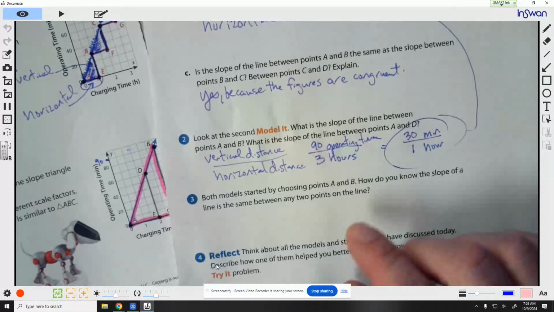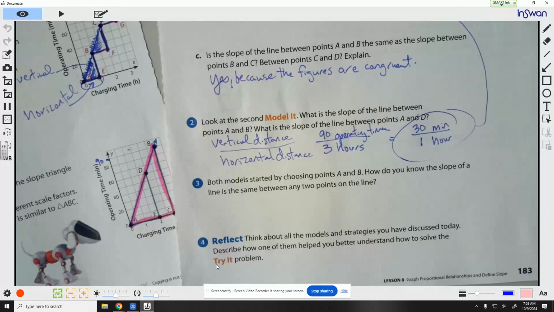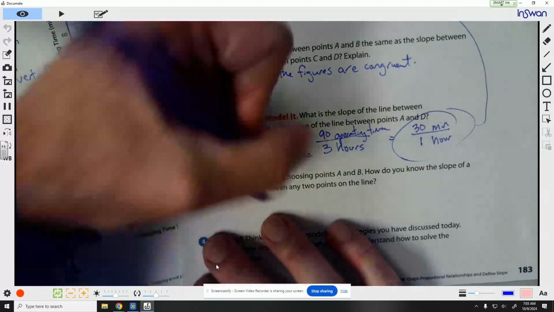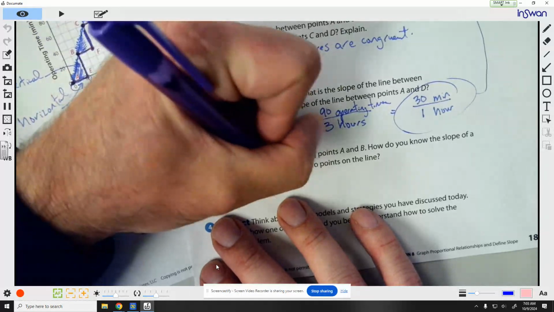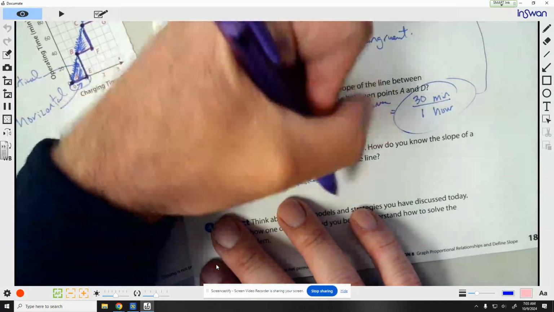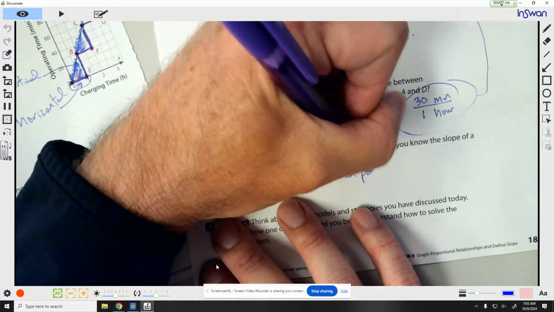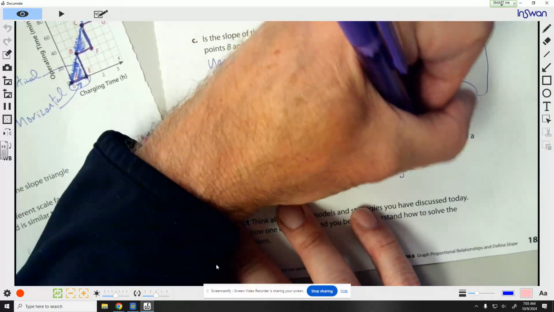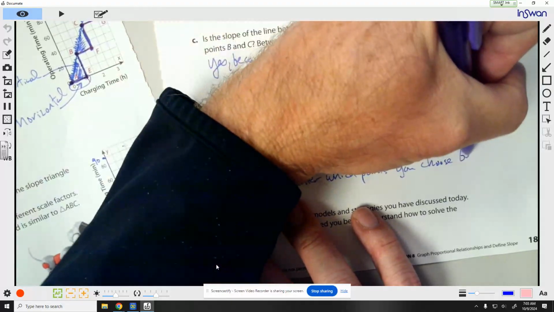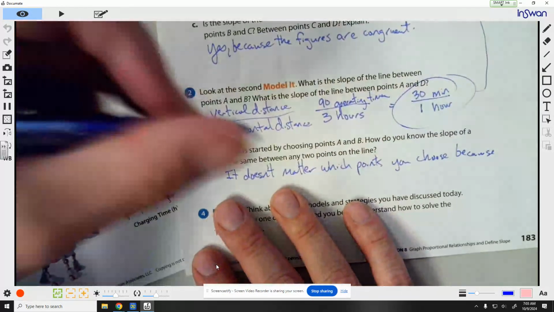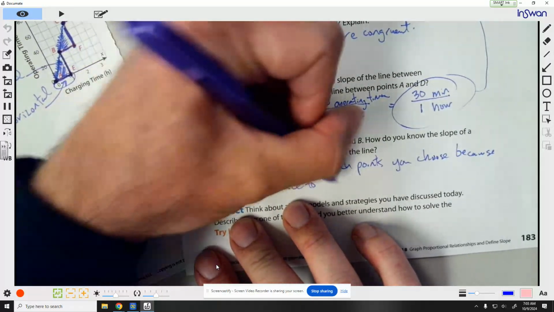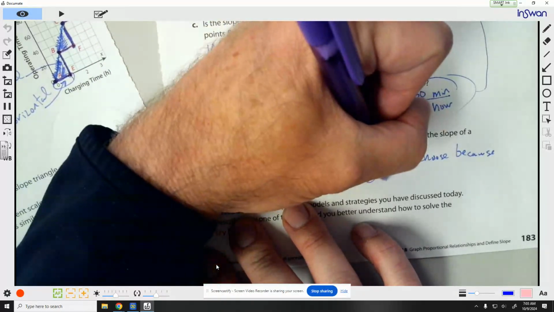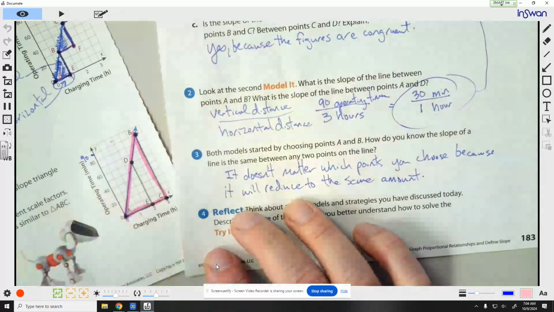Okay, number 3. Both models started by choosing points A and B. How do you know the slope of the line is the same between any 2 points on the line? We could say this: it doesn't matter which points you choose, because it will reduce to the same amount.